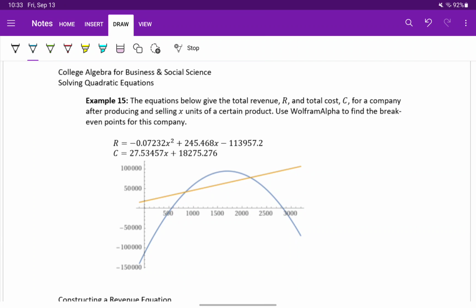In example 15, we have a similar question. We're asked to find the break-even points for a company. From example 14, we know that break-even points occur whenever our profit is equal to 0, but in this case we're given a revenue equation and a cost equation.